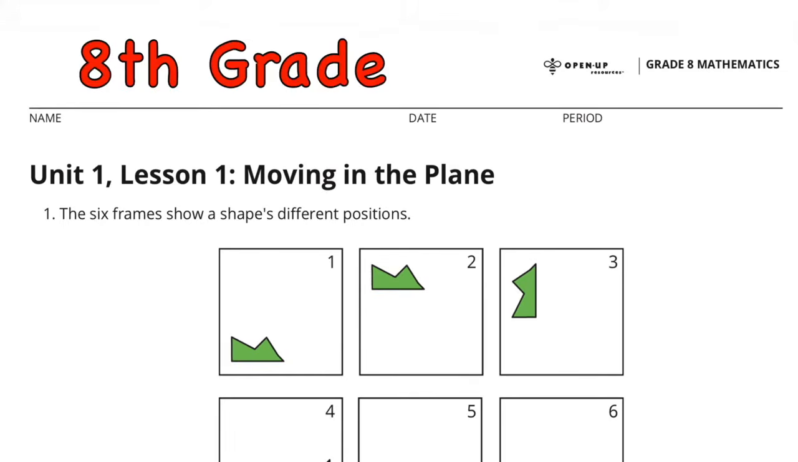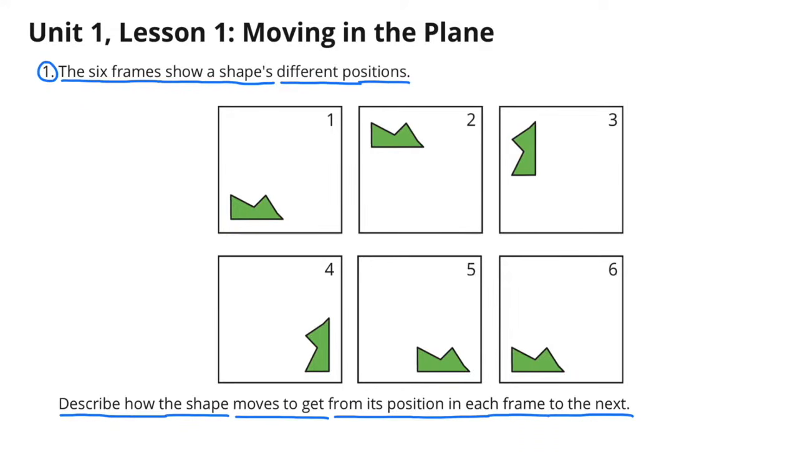8th grade, Unit 1, Lesson 1, Moving in the Plane. Number 1. The 6 frames show a shape's different positions. Describe how the shape moves to get from its position in each frame to the next.